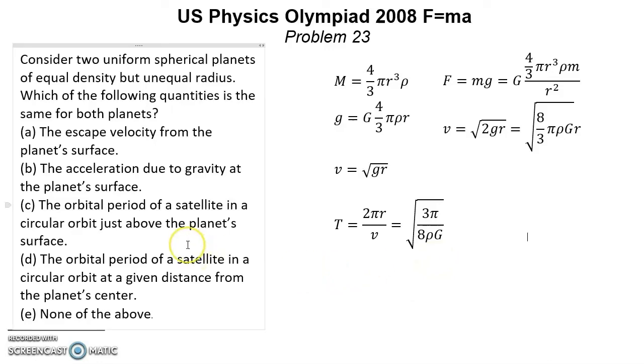So C is true. D, the orbital period of a satellite in a circular orbit at a given distance from the planet's center. This is not true, because each planet has a different mass, and at the same distance, if the mass is higher, we have a higher orbital velocity. That's it. In this problem C is the correct answer.